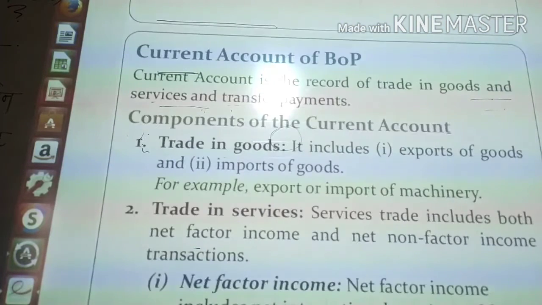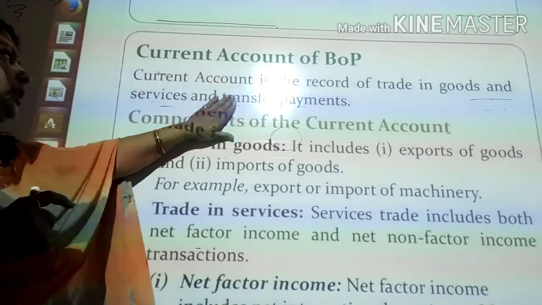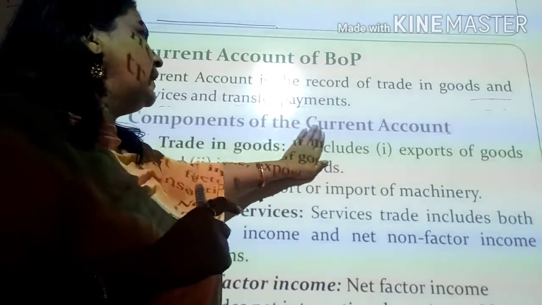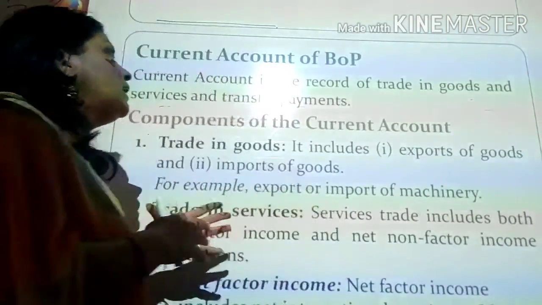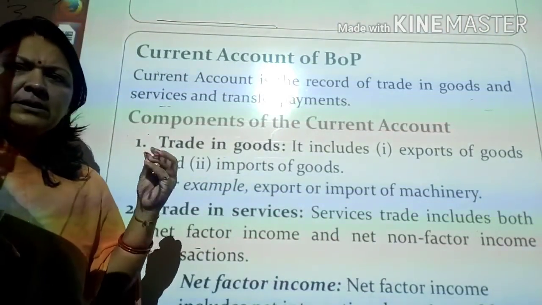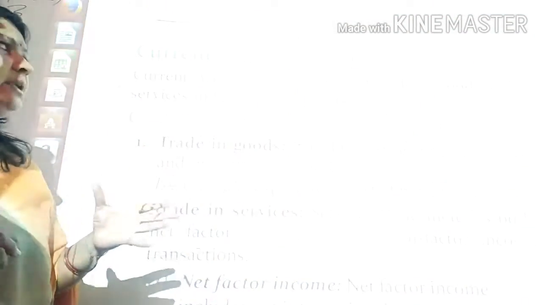Now the current account of BOP. There are two types of accounts. So first we have discussed the current account. Now the current account and capital account. Today we will discuss a little bit about the current account and capital account.